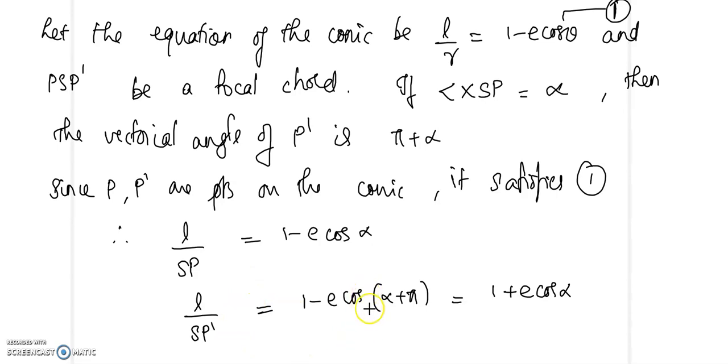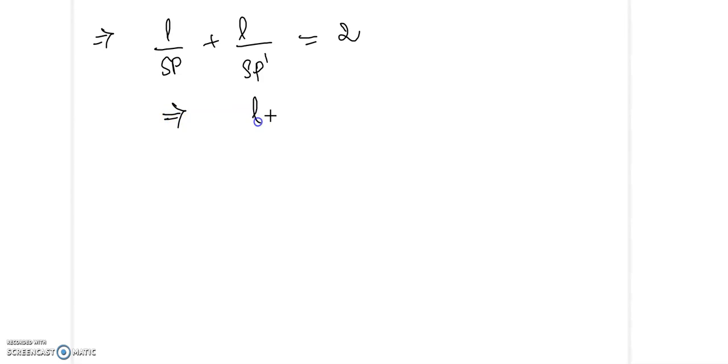So now let us take the sum of these two equations. The e cos alpha terms cancel out. That will give L by SP plus L by SP dash equal to 2. So therefore L is equal to 2 by (1 by SP plus 1 by SP dash). So therefore the semilatus rectum is equal to the harmonic mean of the segments of the focal chord. So hence proved.